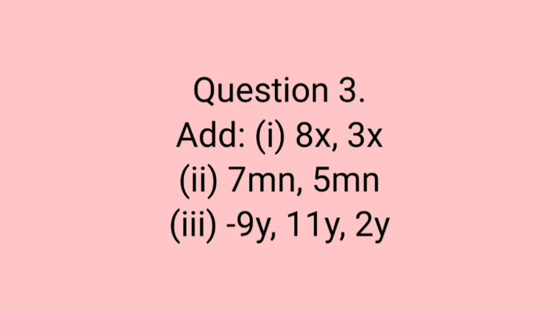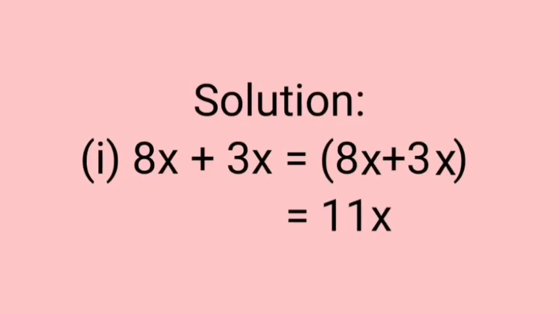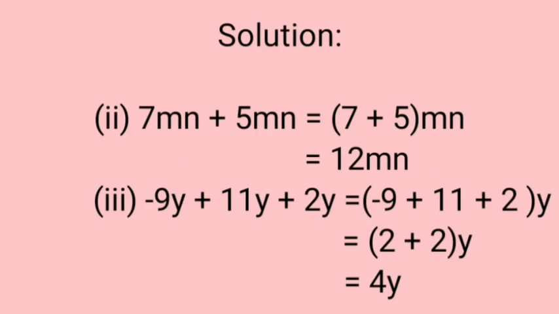Next, question number 3. In question number 3, we are going to add the given terms. In subdivision 1, we are going to add 8x with 3x. When we add 8x with 3x, we have to take x out and write 8 plus 3 into x. When we add 8 with 3, you will get 11. So the answer is 11x. Similarly, we can write the answer for the other subdivisions too.